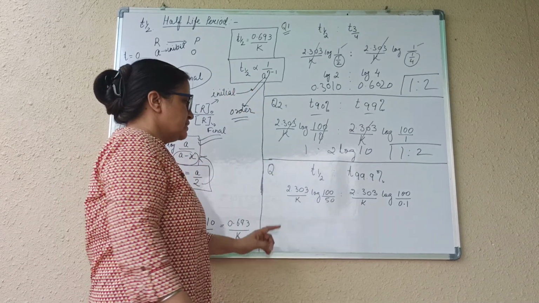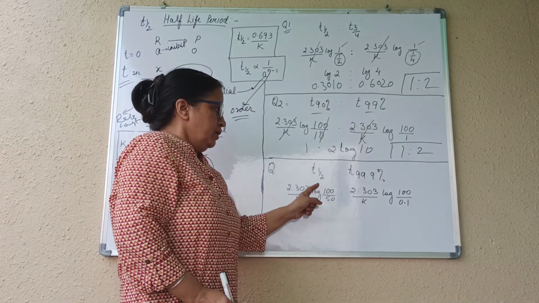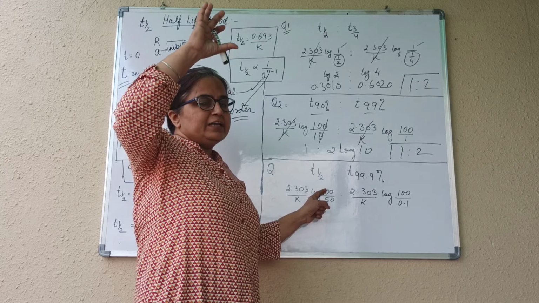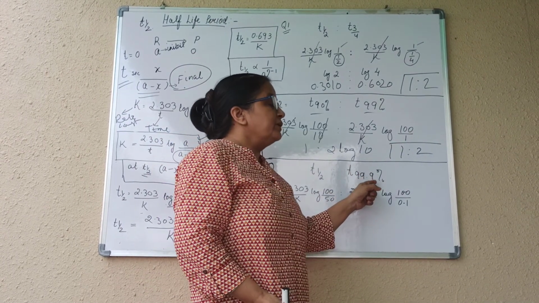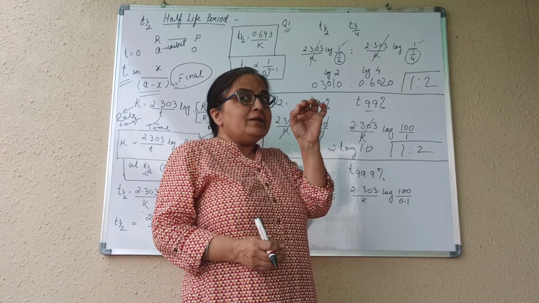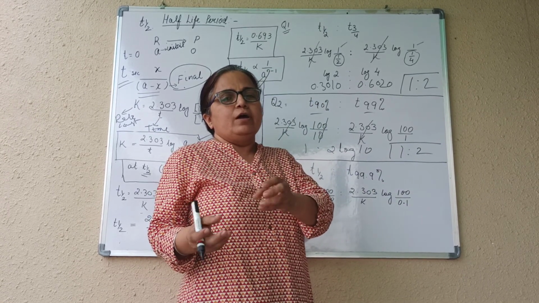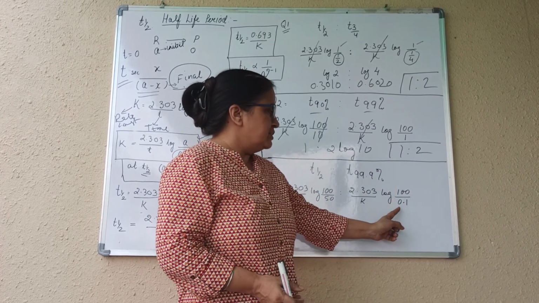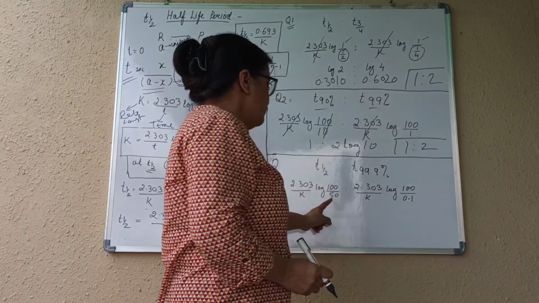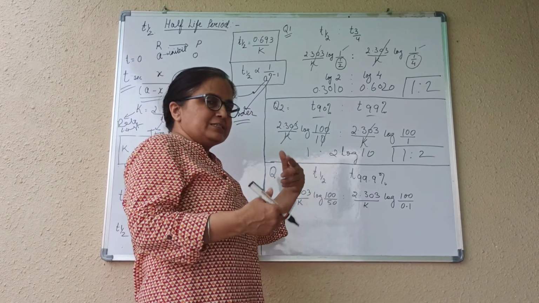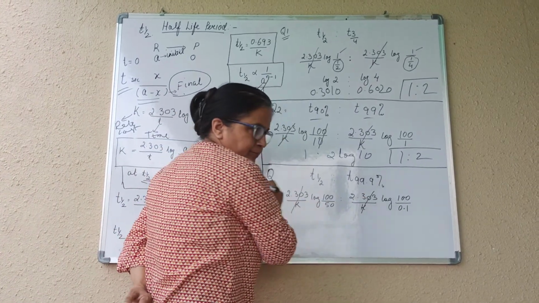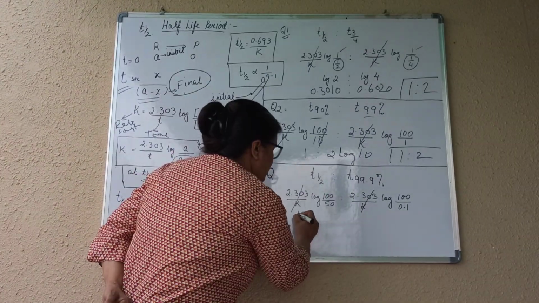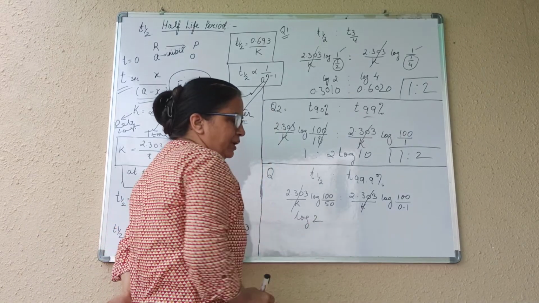One more question we'll discuss. For t half, I can take initial 100 and 50 leftover also. Likewise t 99.9%. t 99.9% means how much is leftover? 0.1%. So I'll take this as 0.1%. For t half, 50 has reacted, 50 is leftover. Again this will get cancelled, and I will be left over with log 2 only.